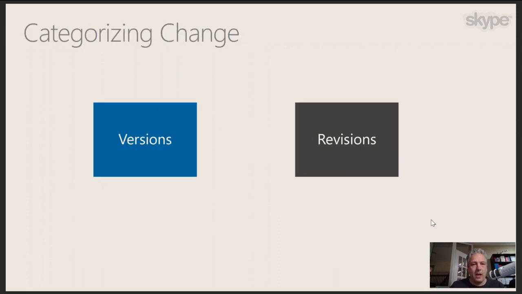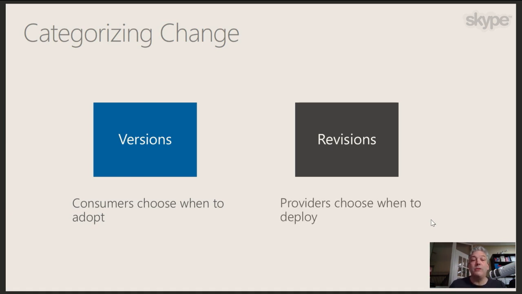So in order to make this distinction clear, we'd like to introduce some new language here to make it easier. Now, the terms versions and revisions are often used interchangeably within software development. However, I'd like to propose that we use versions to say when consumers are choosing when to adopt some changes, whereas revisions are changes where the providers choose when to deploy.